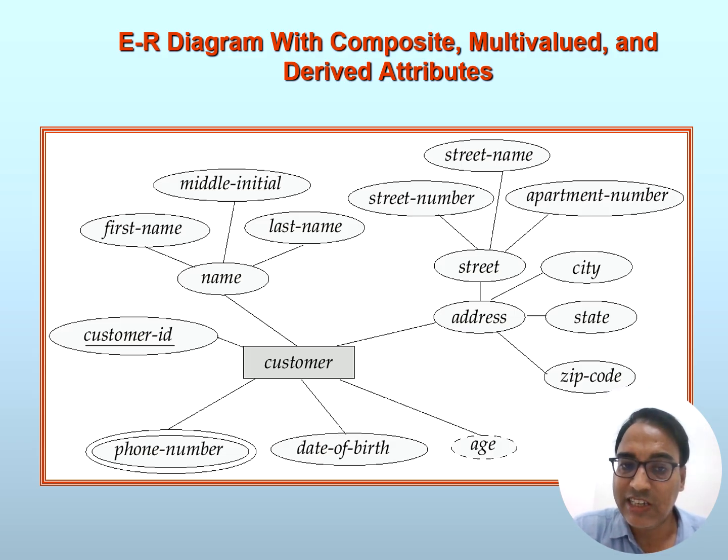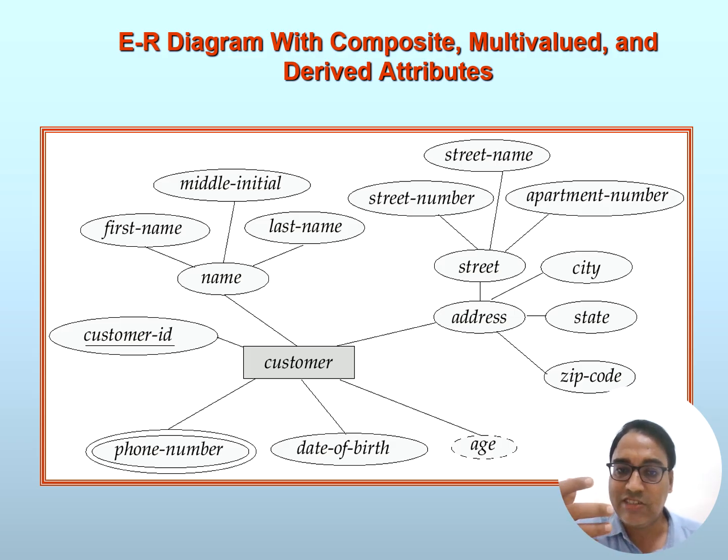Now see the part street can be denoted further with the street number, street name, apartment number. So the street is also a composite attribute.